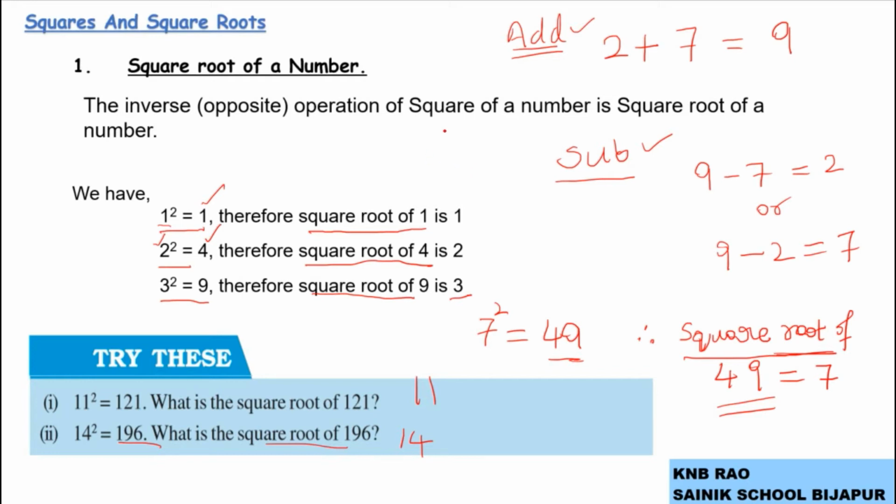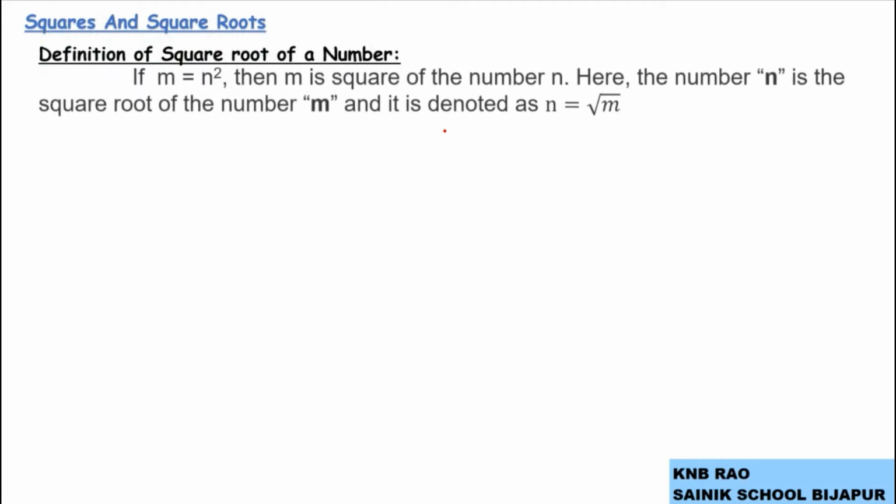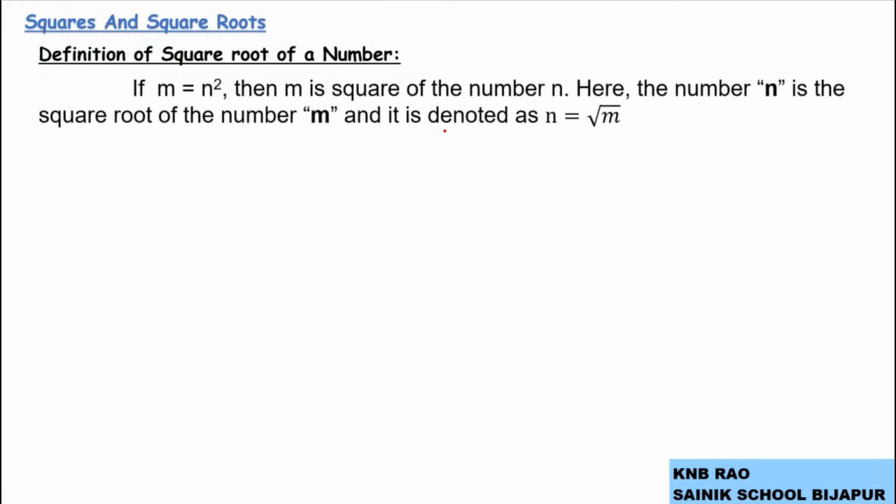Now let us go for learning the definition. Definition of a square root of a number. Students, it is easy to define. We know that if m equals n square, here this m is called the square of the number n. Now the reverse of it. This is the definition.